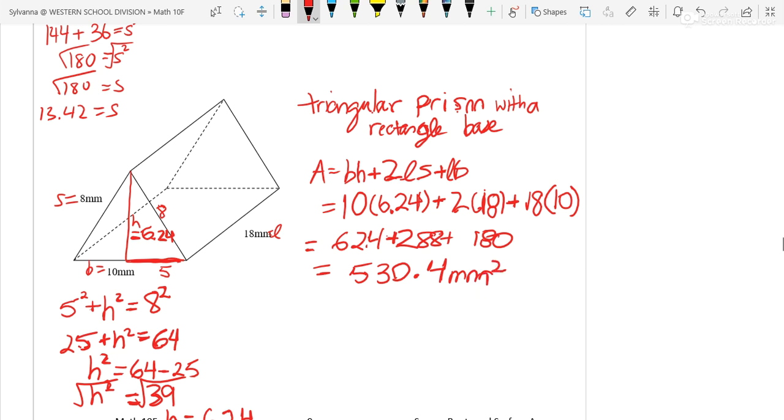And then that's it. So like I said, you're going to be given the formula sheet for all these triangular prisms, and you don't need to memorize these formulas, you just need to know how to use them. And then you'll get a practice sheet to practice more on how to do this.